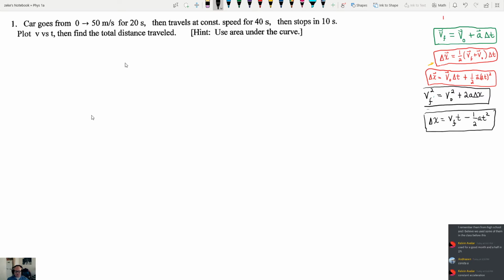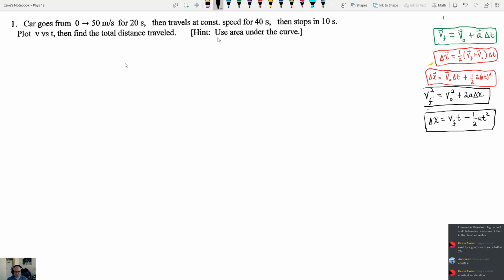A car goes from 0 to 50 meters per second for 20 seconds, and then it travels at constant speed for 40 seconds, and then it stops in 10 seconds. And it says to plot v versus t, and then find the total distance traveled. And the hint is to use the area under the curve.